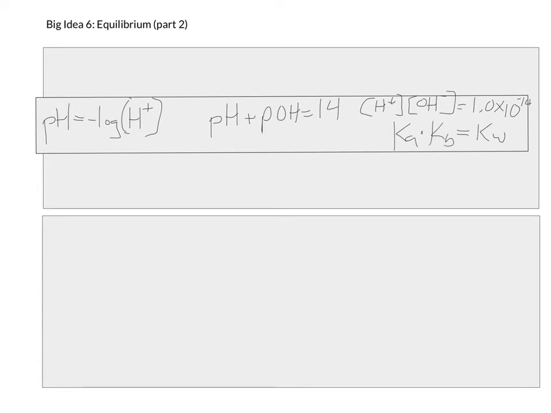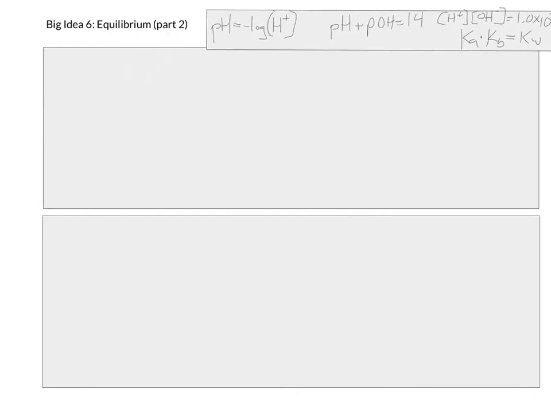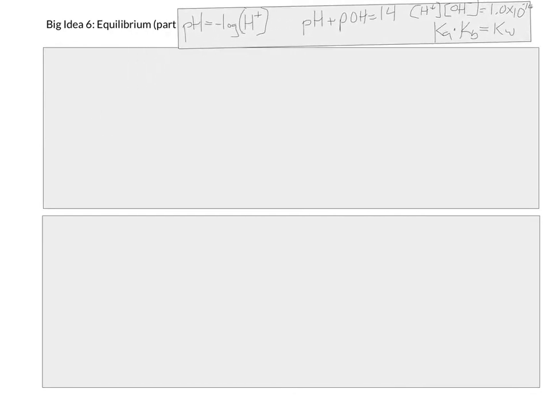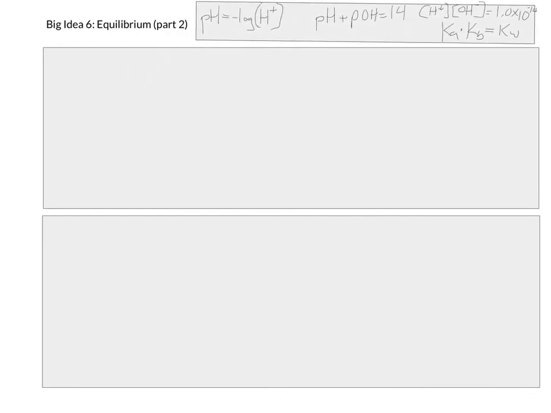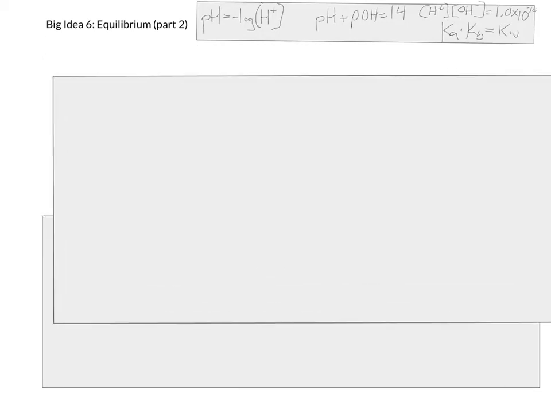So we have an equation set that we're going to continually work with for acids and bases. We need to know how to convert between all of these things. We'll start out with the easiest part first, which is going to be strong acids and bases.